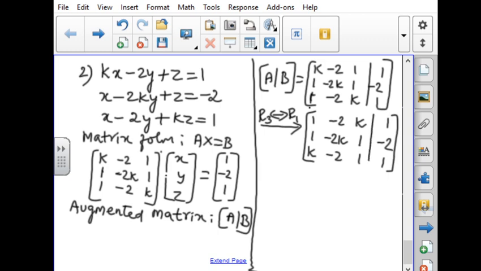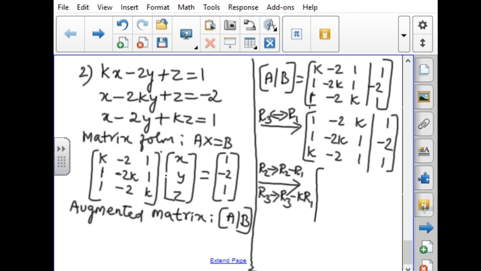So let us make a bar here, and now we are going to make two operations. The first one is R2 changes to R2 minus R1. Simply we can subtract, so we will get 0. But for R3, here we have k, here we have 1, so we have to make this 0. So multiply R1 by k. So R3 changes to R3 minus k R1.